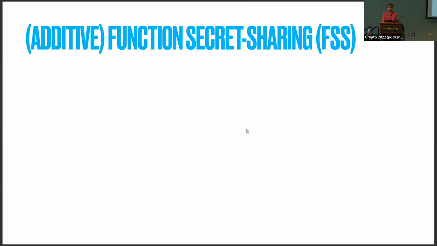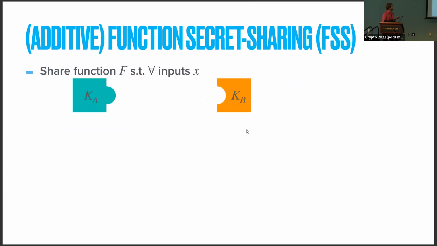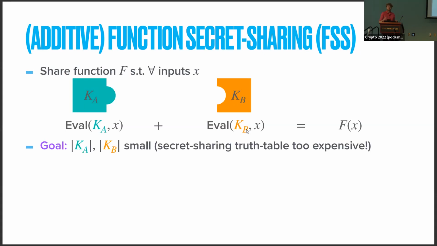And this brings us to the topic of additive function secret sharing, which is a topic that's been studied intensively in recent years. So we want to come up with a way to design some keys that we can give to Alice and Bob, Ka and Kb, such that they can both privately, without any communication, run some eval operations. And then it's guaranteed that whenever they run this eval operation on a given input x, they get an additive secret sharing of the function f evaluated at the point x. Now a naive or simple solution to this problem would be just to share this truth table. But we're going to look for something much more efficient.